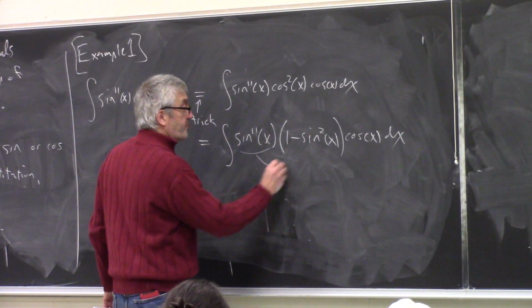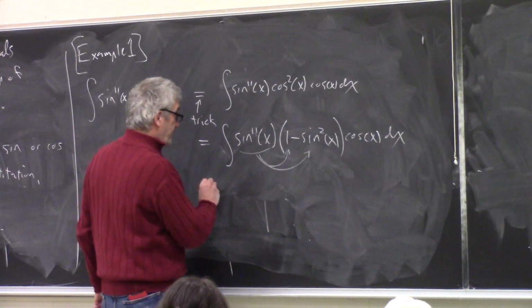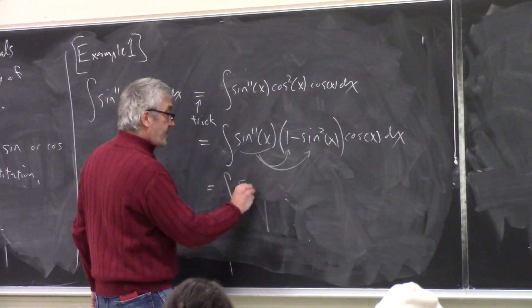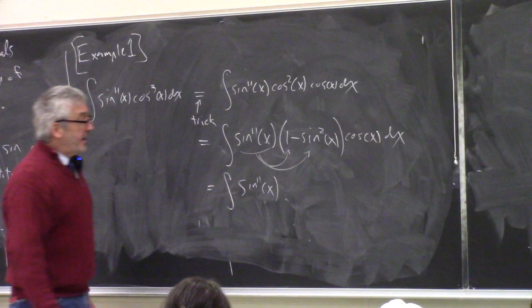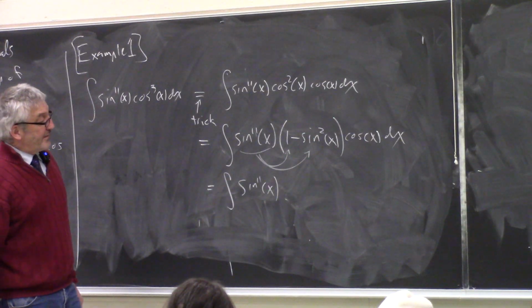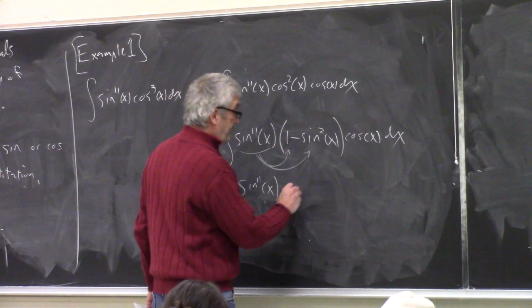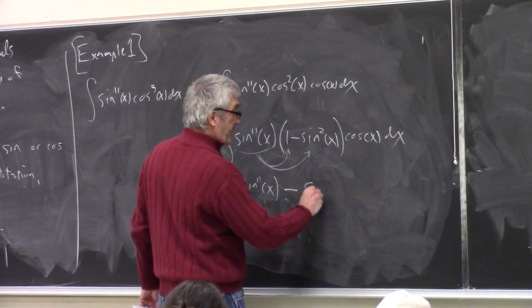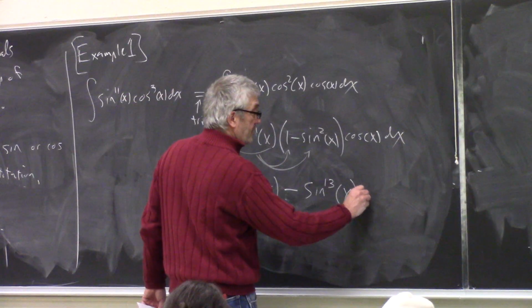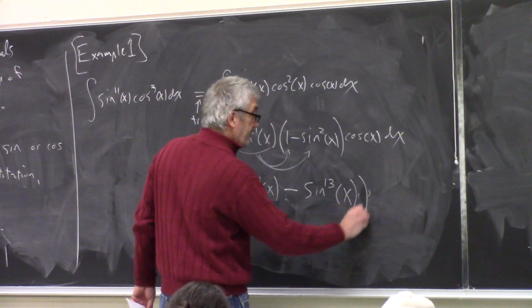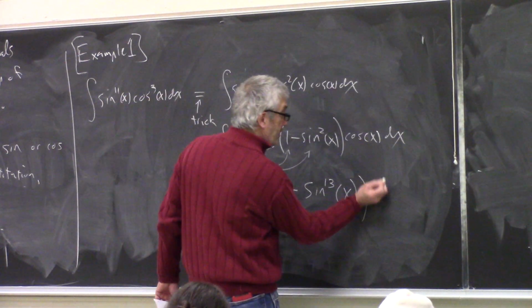This gets distributed there and there, so I end up with the integral of sine to the 11th of x, which I hate that notation. That should be sine of x in parentheses raised to the 11th power. But I didn't make up this notation. And then sine to the 13th of x. And then all of this is multiplied by cos x.